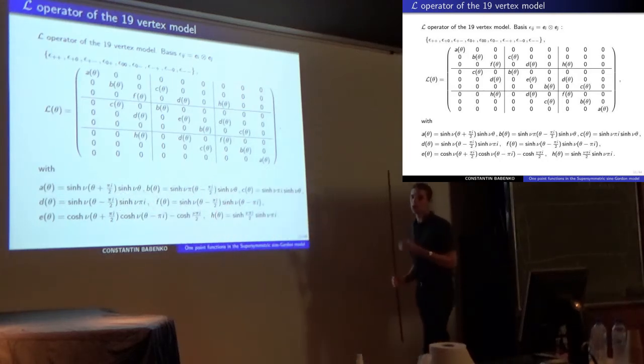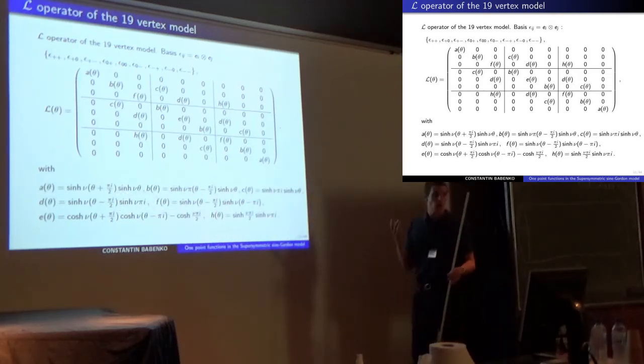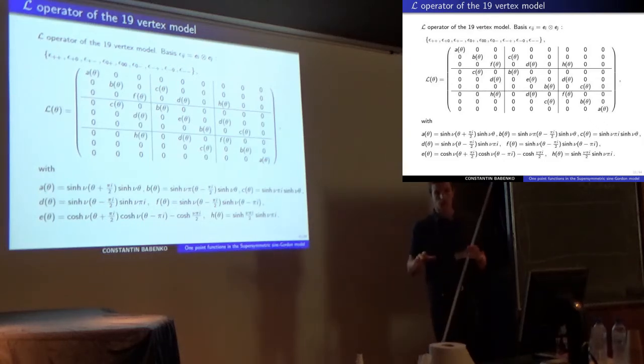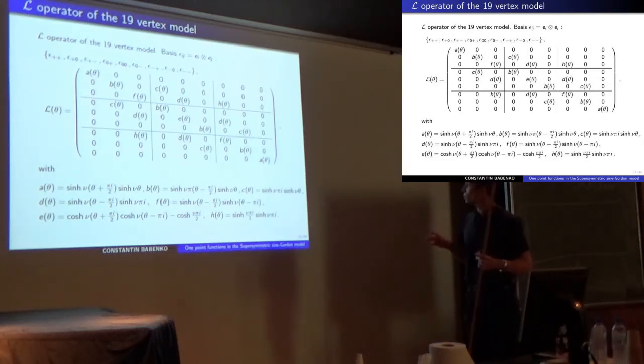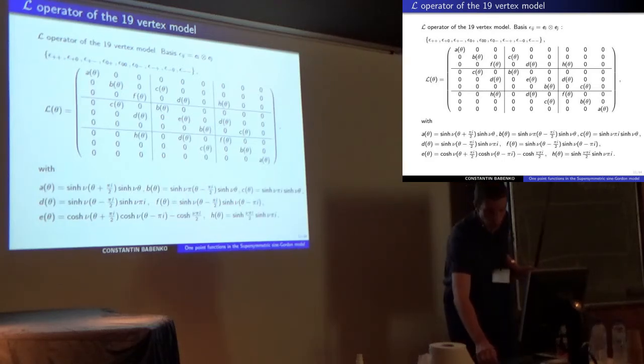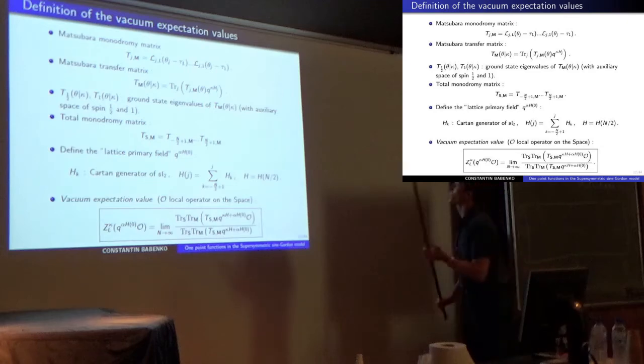And this is actually natural because it is known that the 19-vertex model is a fusion of two 6-vertex models, and we will also see this behavior on the level of the fermionic basis. So now let's start by defining what we mean by a vacuum expectation value on the lattice.